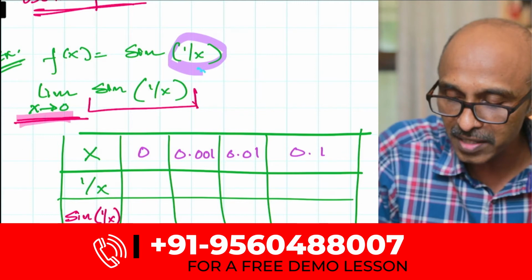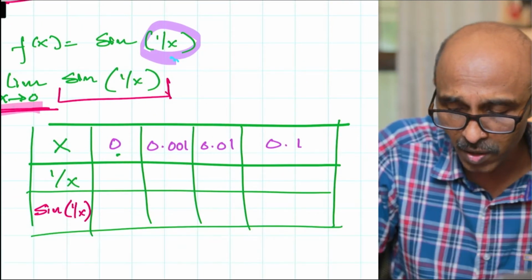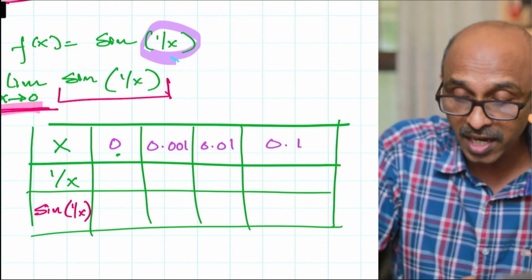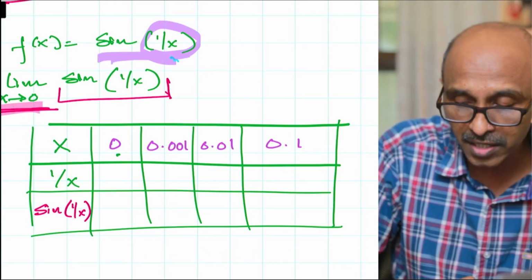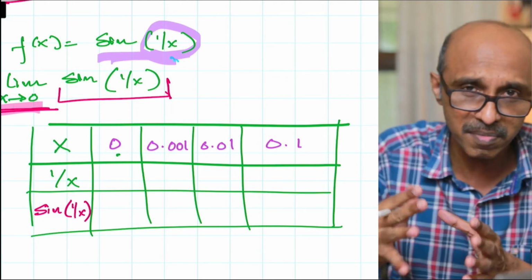To illustrate that, I made this table. We are looking at the behavior of the function sine of 1 over x around x equal to 0, both from the right-hand side and the left-hand side. This is the example of the right-hand side. You can do the same thing for the left-hand side.